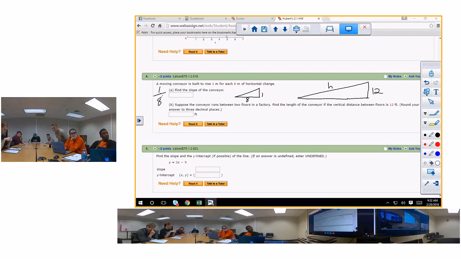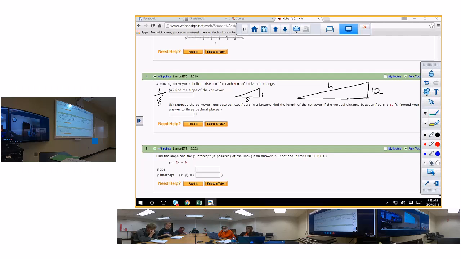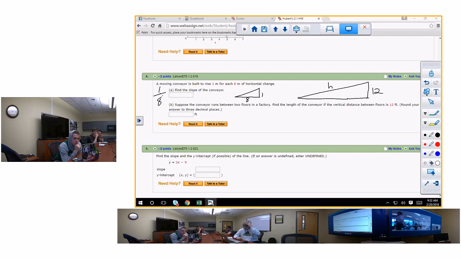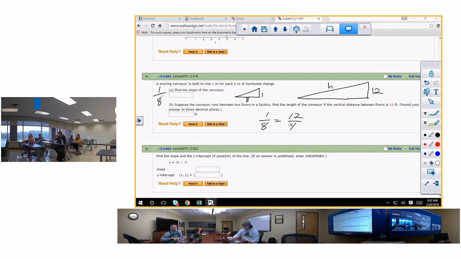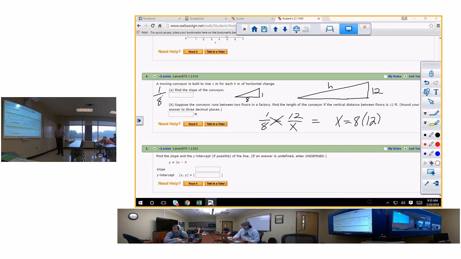What could you do? 1 is to 12. Well, since it's a ratio, X. Couldn't you just multiply 12 by 8? Let's see what happens. Without trig, it'd be kind of hard. 1 is to 8. That's what? 12 is to what? X. And we get X times what? X is equal to what? 8 times 12. Yes, you can. Okay? I don't want to just arbitrarily say, okay, just multiply the slope times the, I don't want to do that. You can do it with trig also, or you can do it with just similar triangles. All right? So what's 8 times 12?